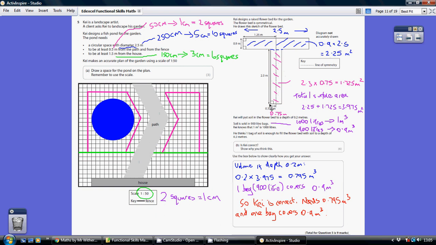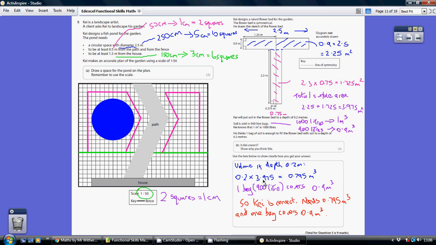This pink rectangle here has got a height of 2.3 meters, and a width of twice what 0.375 meters is, which is 0.75 meters. So to work out the area of this pink rectangle, 2.3 times 0.75, giving us 1.725. So our total cross-sectional area, we add this blue area and this pink area, we get 3.975 meters. Now that's that area.